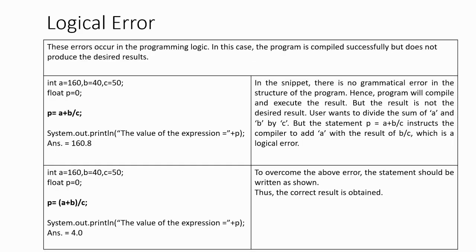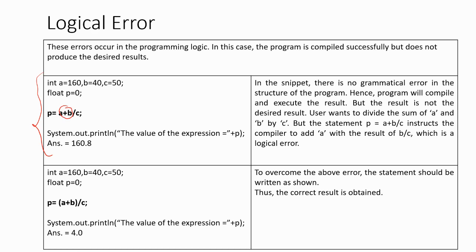Logical errors are errors which occur in the programming logic. In this case, the program is compiled successfully but does not produce the desired results. For example, in this snippet of the code, there is no grammatical error in the structure of the program. Hence, the program will compile and execute, but the result is not the desired result as per the requirement.